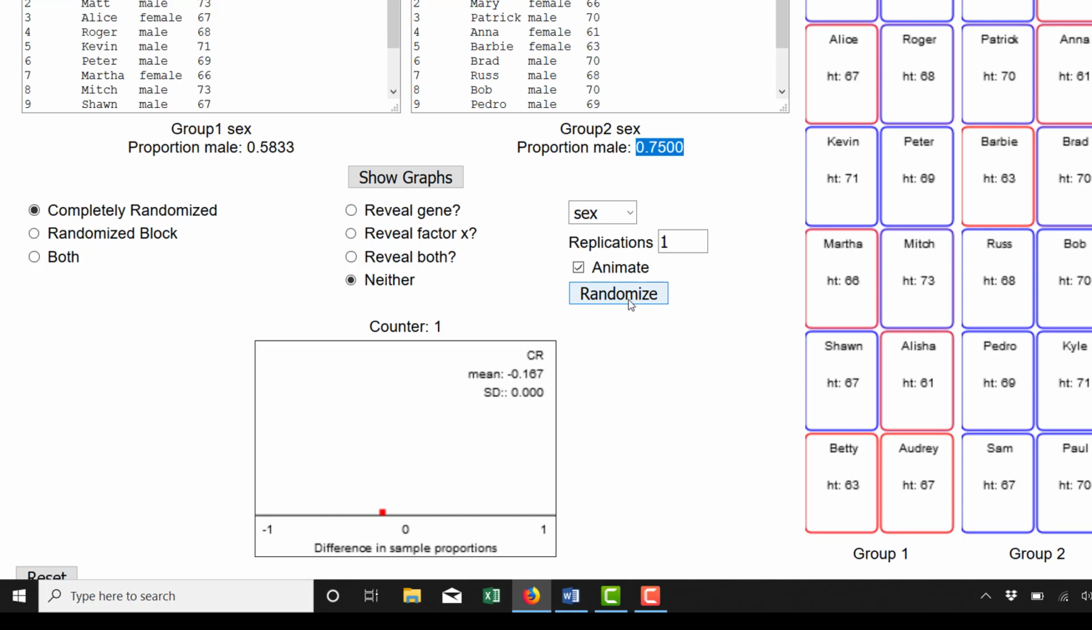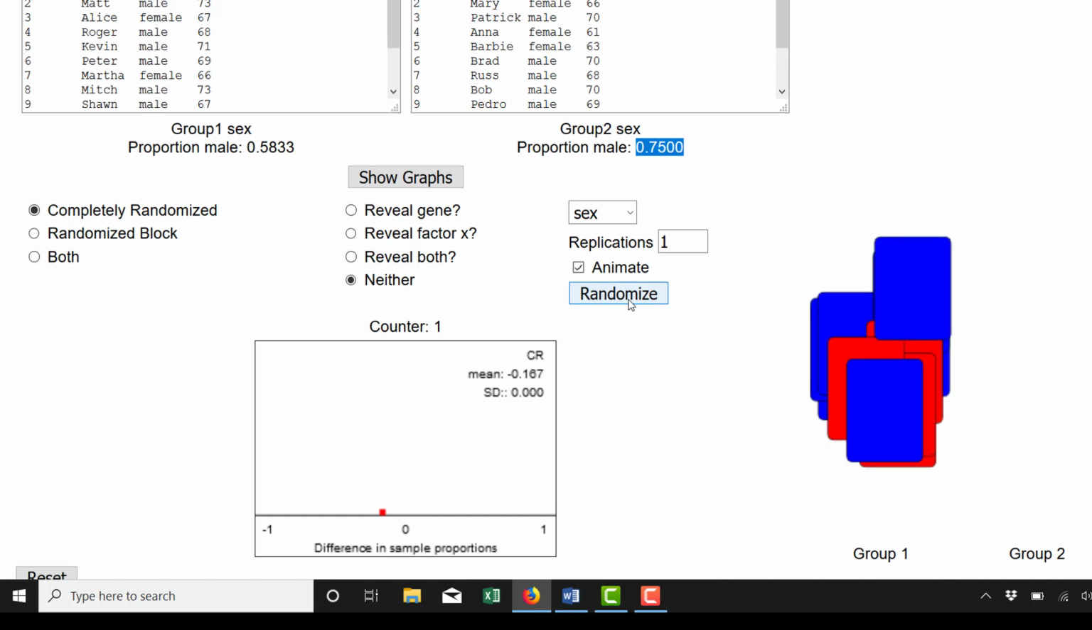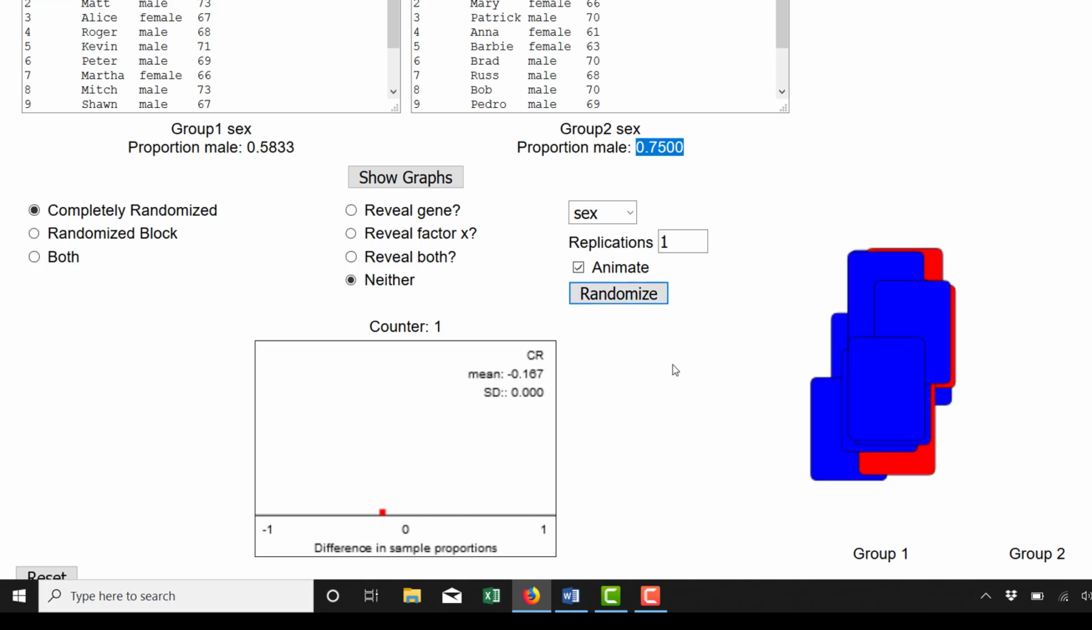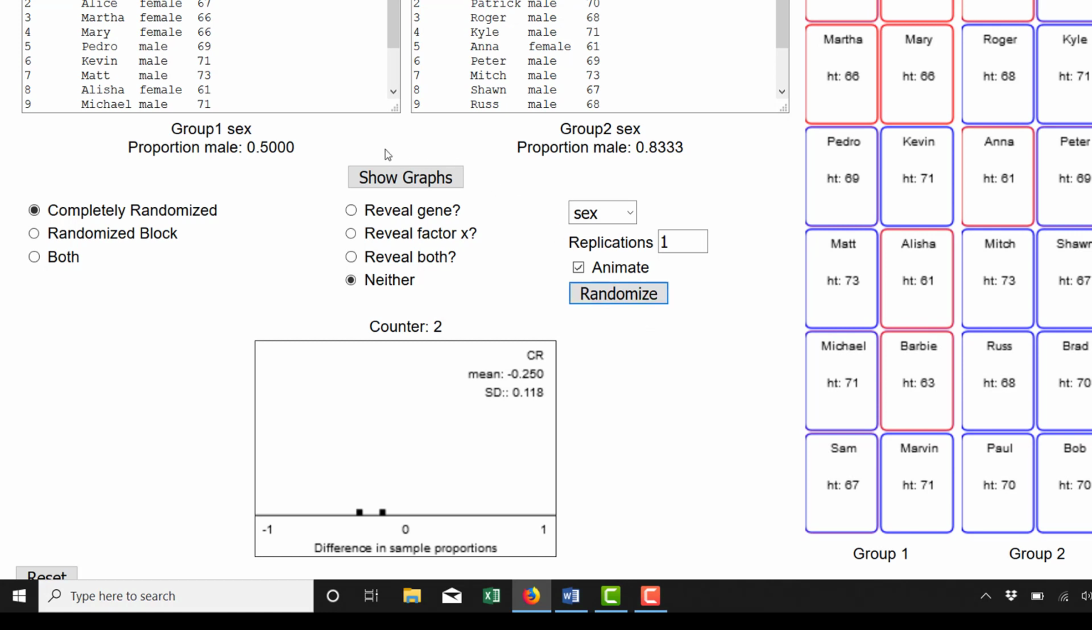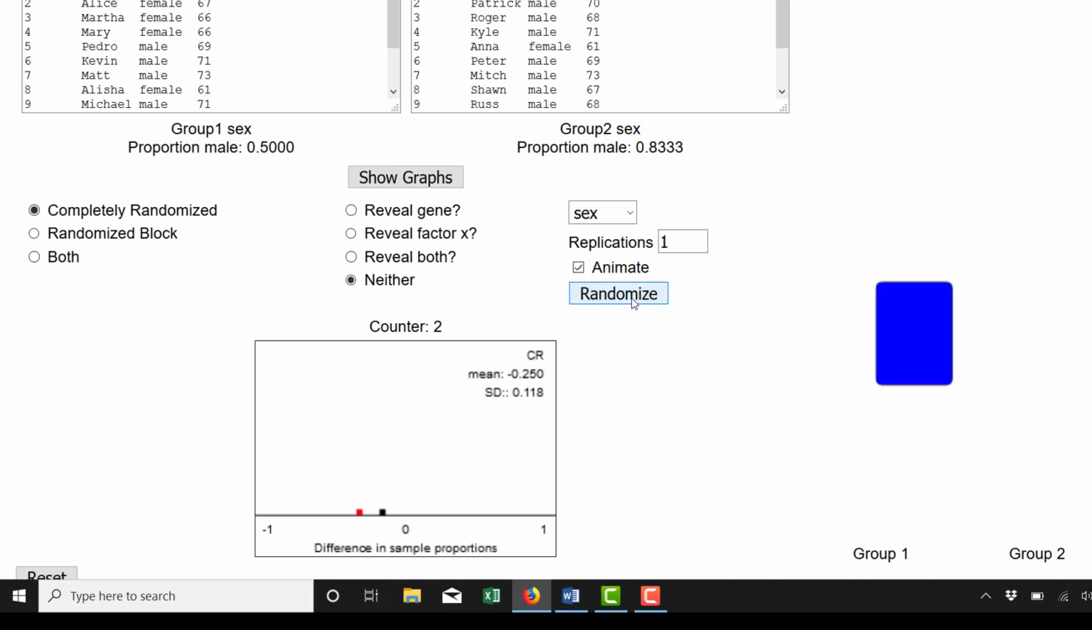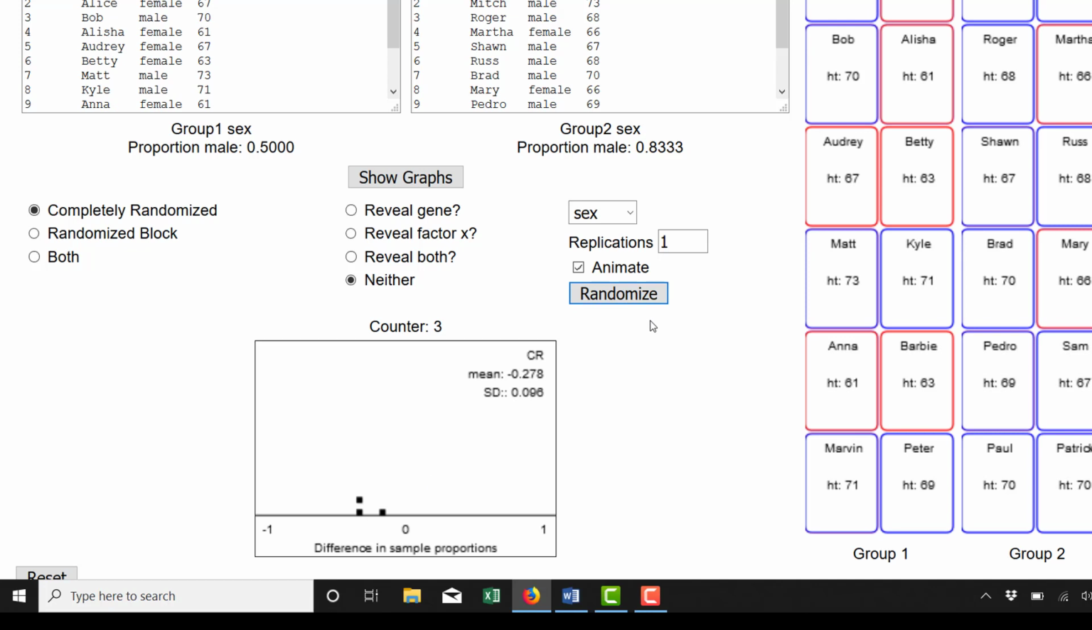We're going to reshuffle the cards and make group 1 and group 2 all over again. So it's shuffle, shuffle, shuffling. It's reassigning group 1 and group 2. All right, this time it put 50% males in group 1 and 83% males in group 2. You subtract, and it plots a point down here. If I shuffle again, I get 50% males in group 1, 83% in group 2, so I get a second dot.